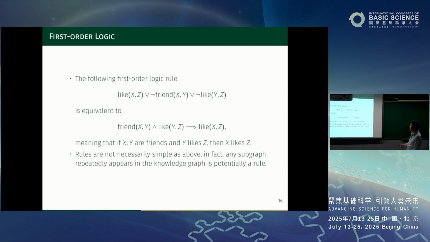Rules are not necessarily as simple as above. In fact, any subgraph that repeatedly appears in a knowledge graph can be a rule. You have a knowledge graph, you find some repeated patterns. It can potentially be a rule.